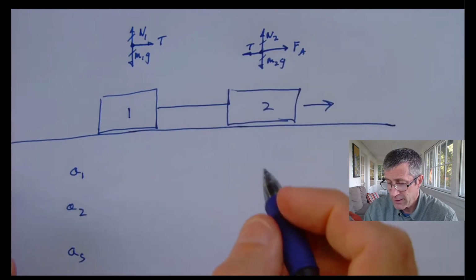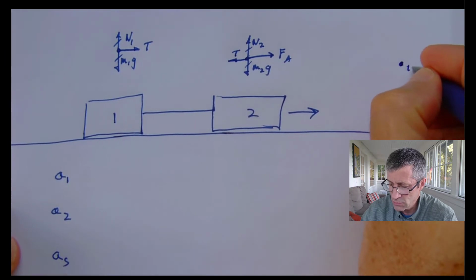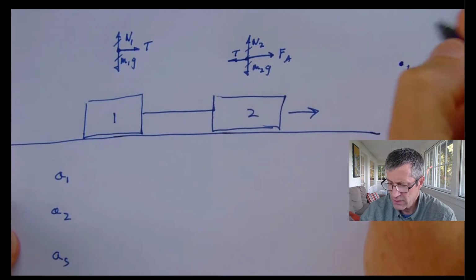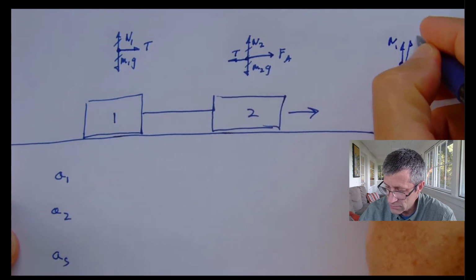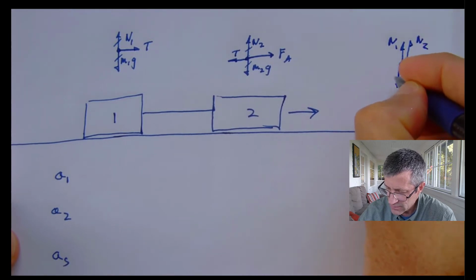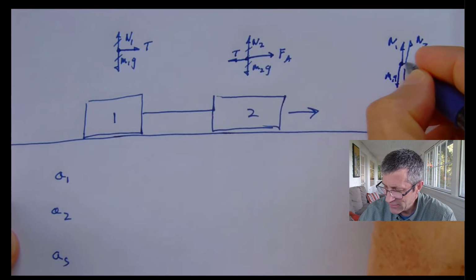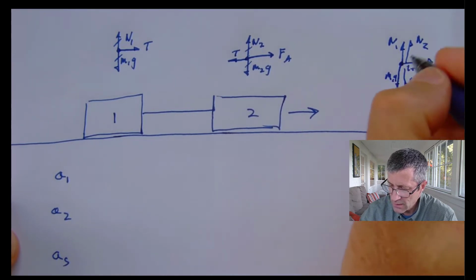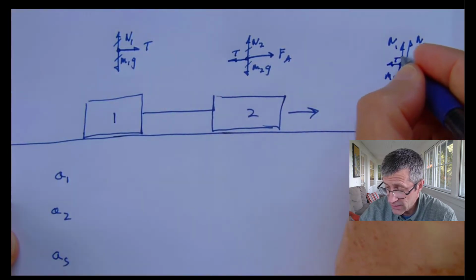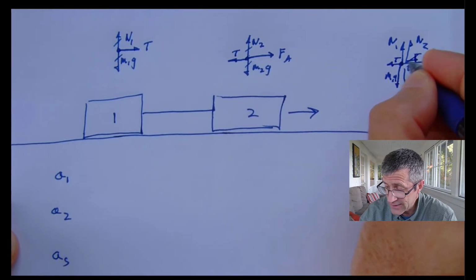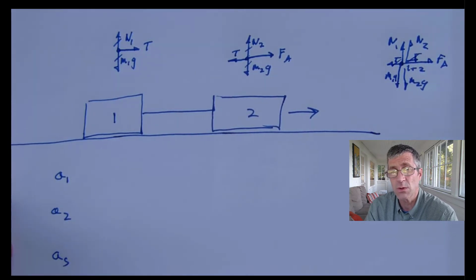So let me think about my whole system now. Altogether, I have box 1 and 2. What do I have in my system? I'm going to have the normal force of 1, the normal force of 2, M1G, M2G, and my applied force. And what else? I've got these two tensions: tension going in this direction and tension going in that direction. These are going to cancel. Those are internal forces, and internal forces will always cancel.